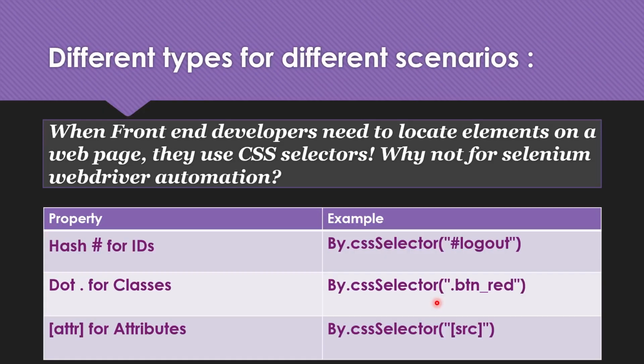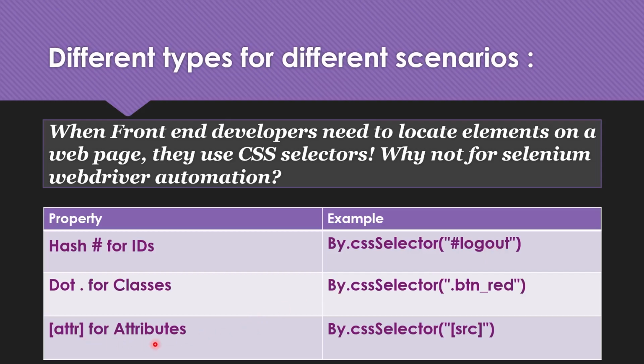Okay, as you can see here, suppose we have IDs, for IDs we use the hashtag in case of creating the CSS selector. As you can see here, this is an example. Suppose the ID is logout, so hashtag logout will be the CSS selector. If it is for classes, we use the dot symbol, and suppose the class name is btn underscore red. In that case, we'll use a dot in front of it. So for class name, it is dot. For ID, it is hashtag. You have to remember that, okay?